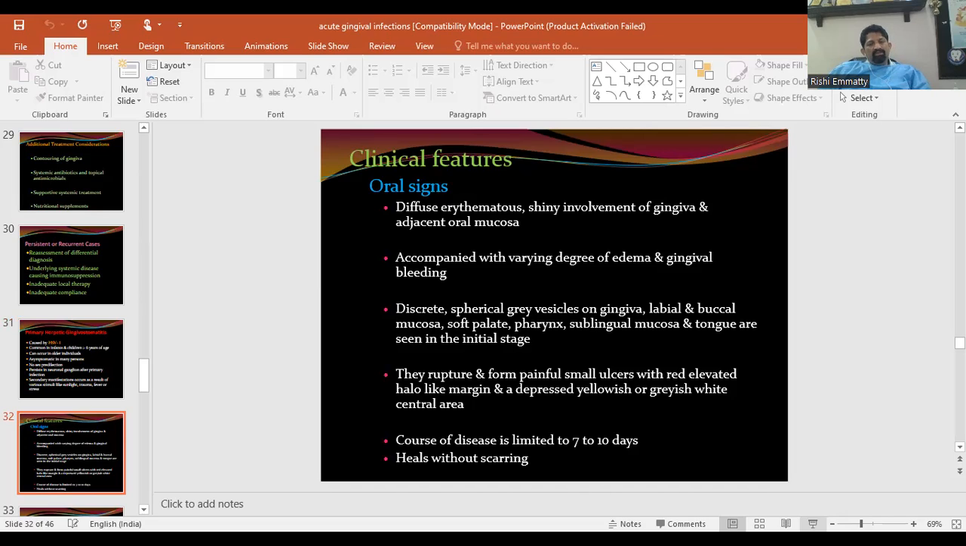Then they rupture and form painful small ulcers with a red elevated halo-like margin and a depressed yellowish or grayish white central area. And the course of the disease is limited, like all other viral infections, 7 to 10 days. And it heals normally without any scar formation.